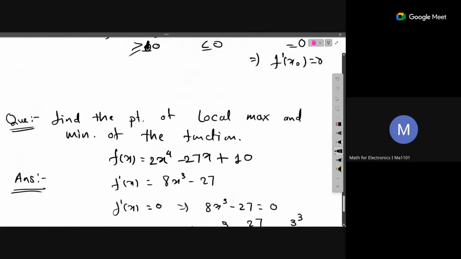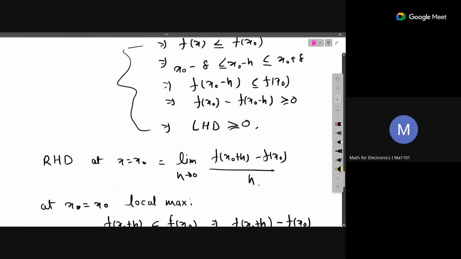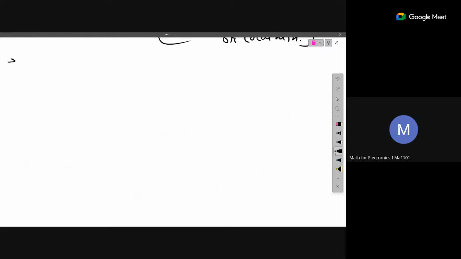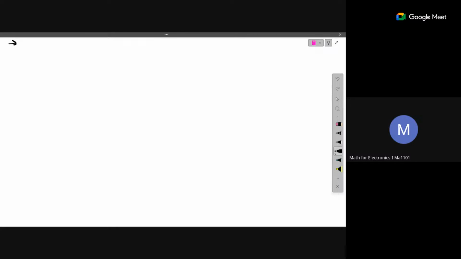Is there any doubt over this particular concept, local maxima, minima? No? Okay. Now let's go to the mean value theorem. But before that, we will see one theorem that will help us to prove the mean value theorem. That's Rolle's theorem. Okay.